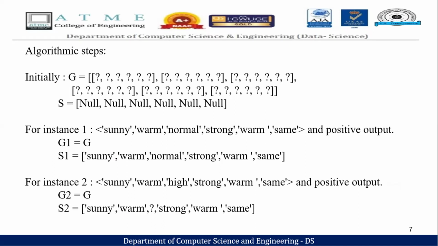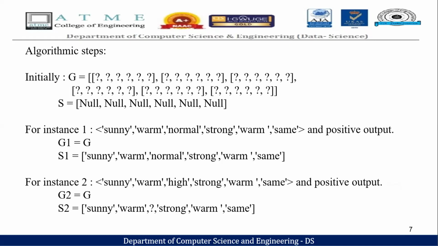You take up one instance, that is the first instance, and you check what the output is. That is a positive output. If you have a positive output, then you should go with the Find-S algorithm. According to the Find-S algorithm, whatever the specific hypothesis is, you have to check that value with the given attributes. And yes, this is the specific hypothesis you got. The general hypothesis, equated to G, remains the same. There is no change.